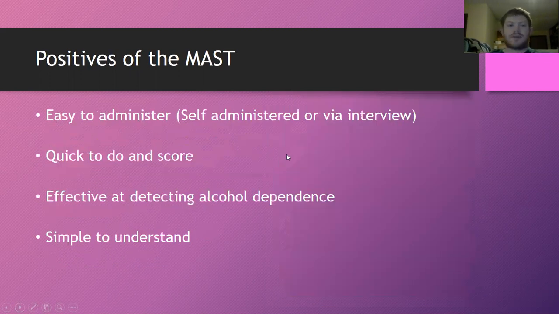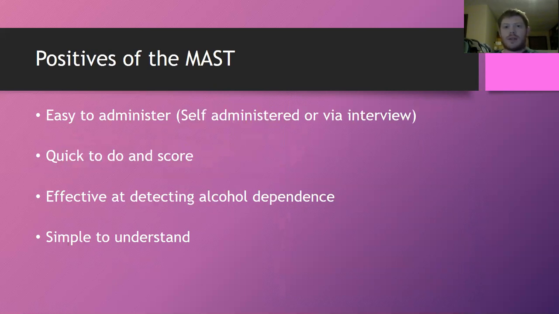So some of the positives of the MAST are that it's easy to administer. It can be self-administered, so the client or patient can just take it himself and write down the answers, and then it can be scored by the professional afterwards, or the counselor or professional can just interview the client and do it as they go. It's a very quick test. The whole thing takes maybe 10 minutes. Obviously, the brief test is even quicker, but it's also very quick to score.